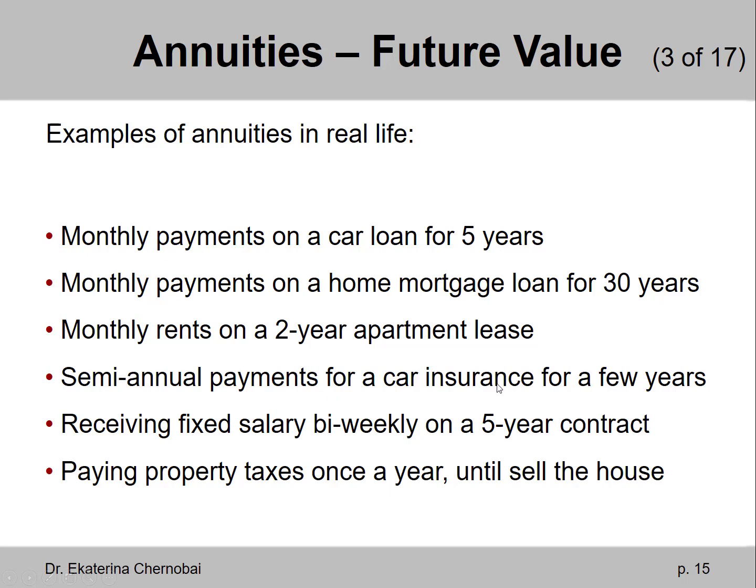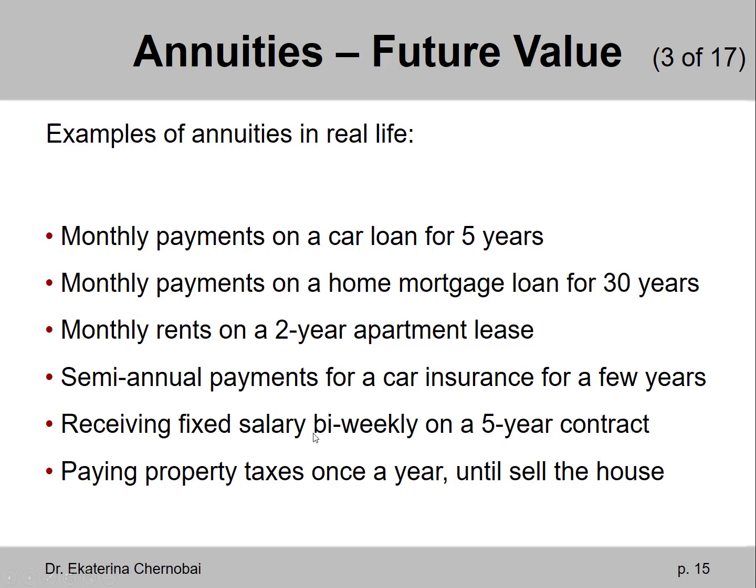Another example is maybe paying for your car insurance. So maybe you pay twice a year. So you're making semi-annual payments for your car insurance, maybe for a few years. And then maybe your rates go up. Some people earn their salary monthly under some contract. Some earn bi-weekly, so every 2 weeks, let's say on a 5-year contract.